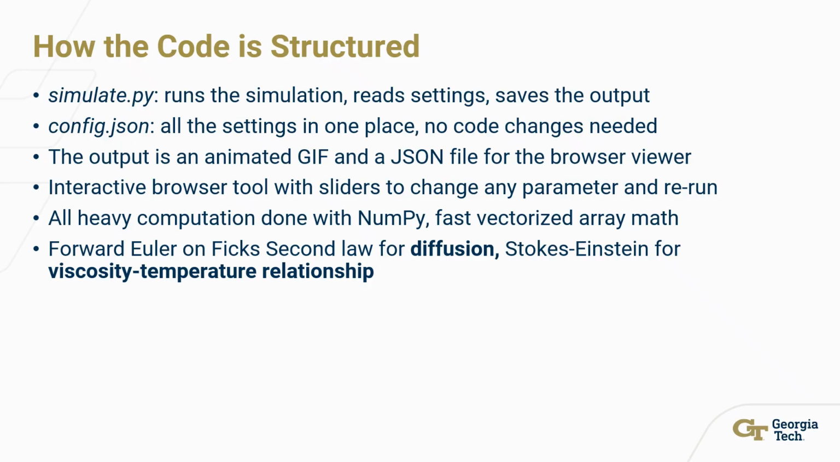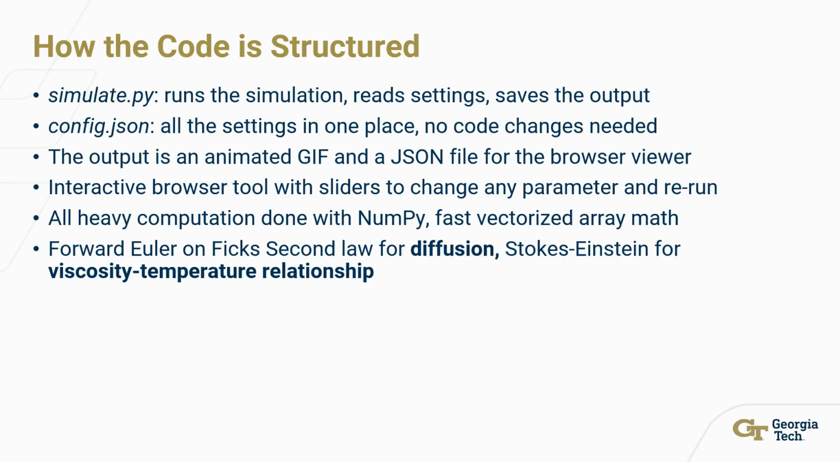Obviously all of this requires a lot of operations for each frame. So instead of using standard Python loops, we use NumPy, so we can use fast vectorized array math to keep the simulation optimized and efficient. To calculate fluid behavior, we use a forward Euler time integration scheme to solve Fick's second law for the diffusion transport.